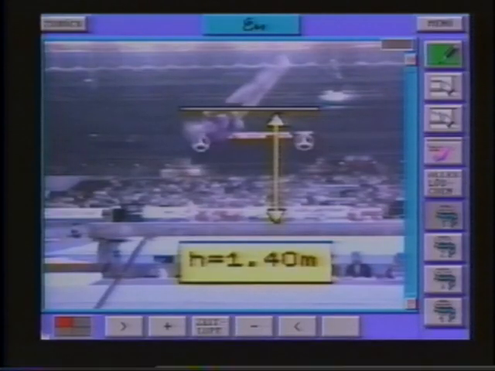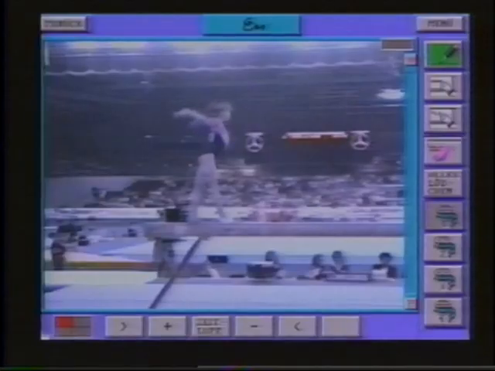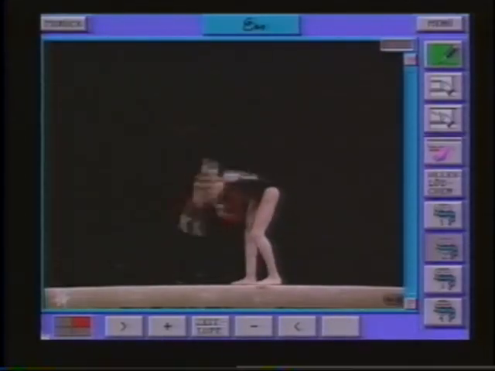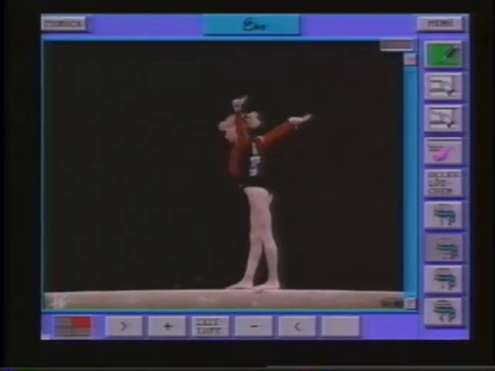Full twist on the beam E, ideal execution, no deduction. Bonus points for extra E. Full twist tucked on the beam E, false. Too deep a landing and loss of balance on the landing, minus 0.15. Still bonus points for extra E.